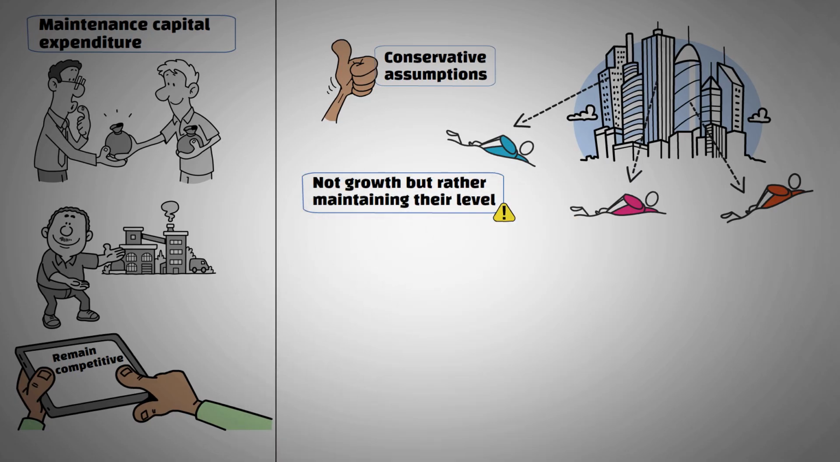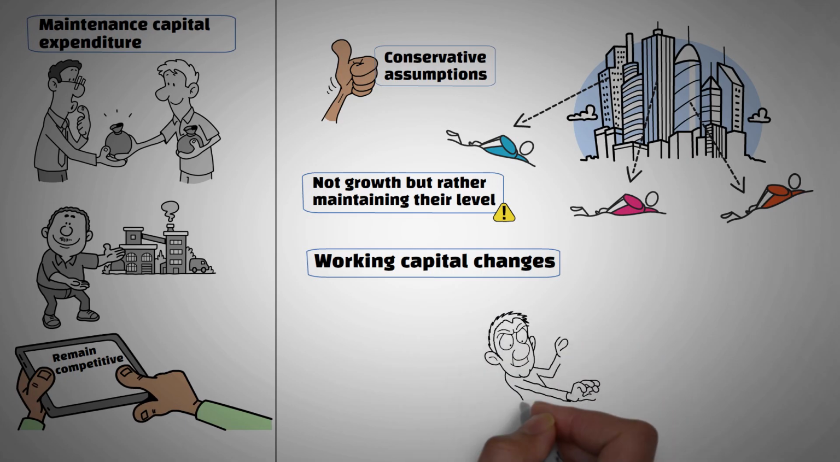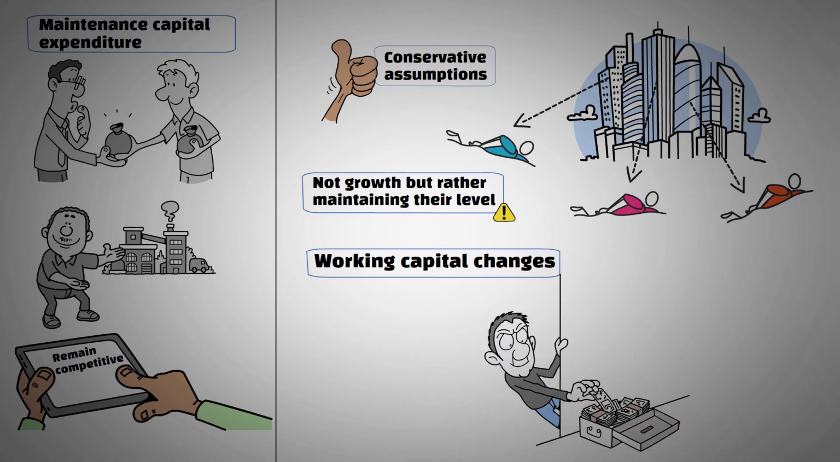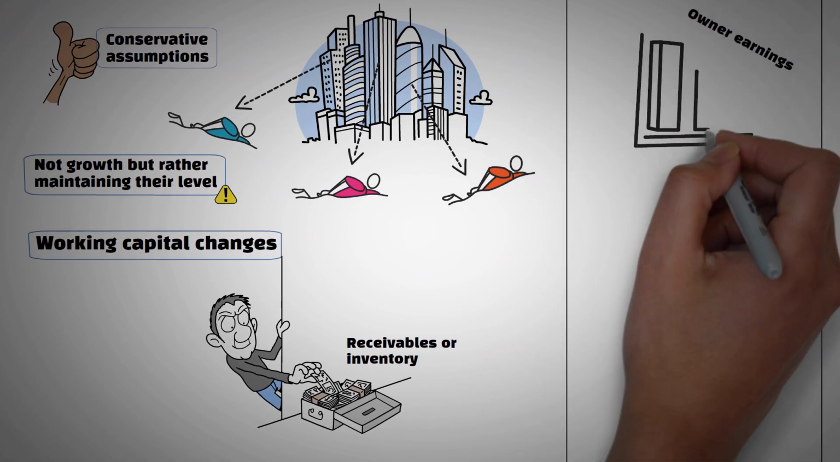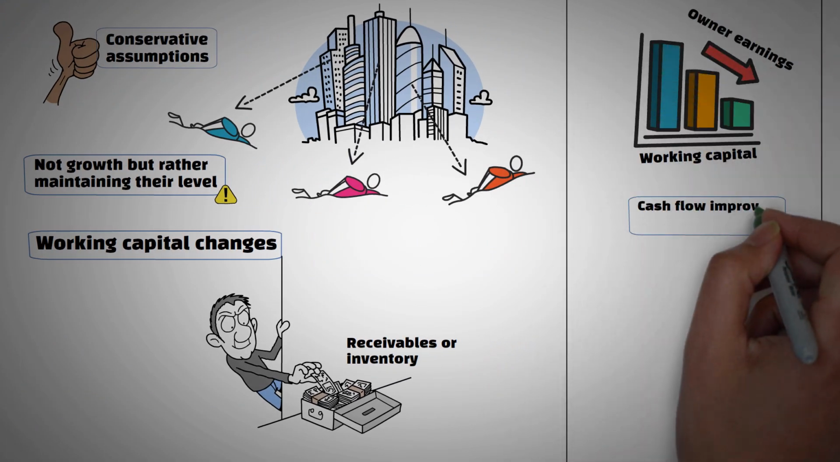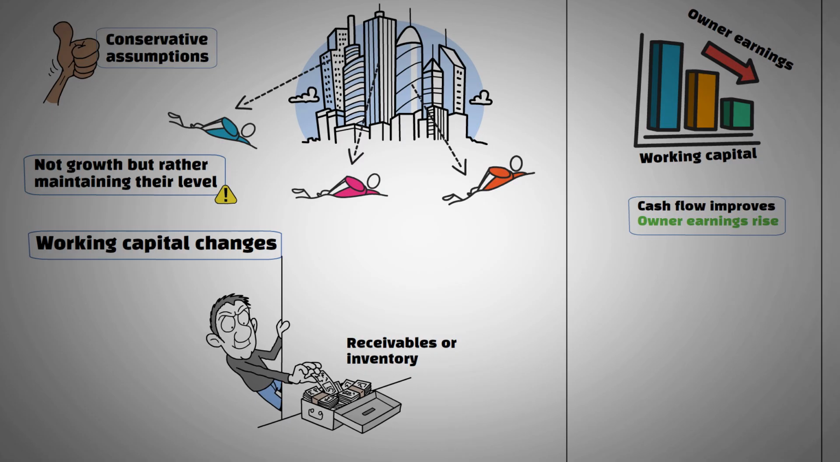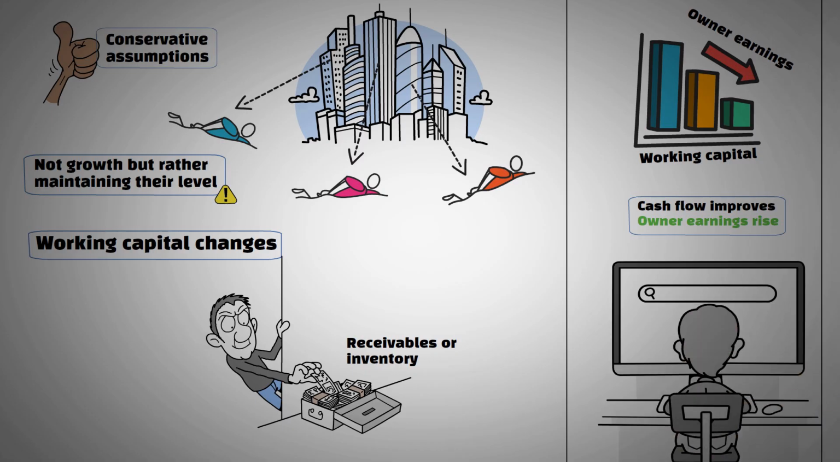Working capital changes show whether cash is being absorbed or released by day-to-day operations. If a greater amount of cash is stuck in receivables or inventory, owner earnings should fall. If working capital shrinks, then cash flow improves and owner earnings rise. By the way, all of this information for a stock can be sourced from public filings such as annual and quarterly reports.